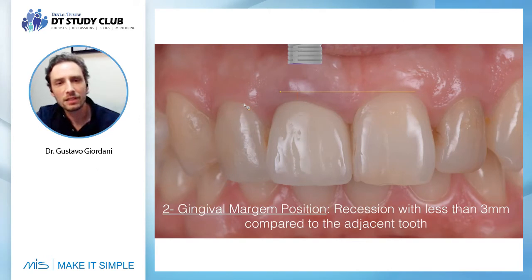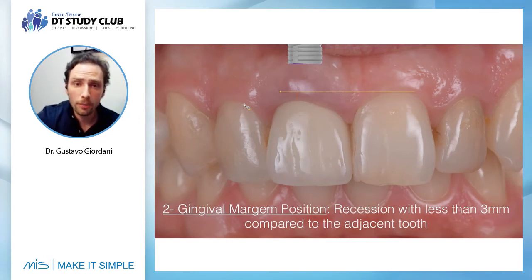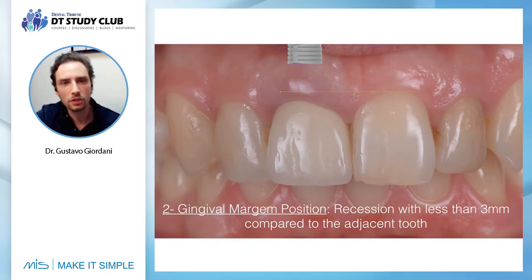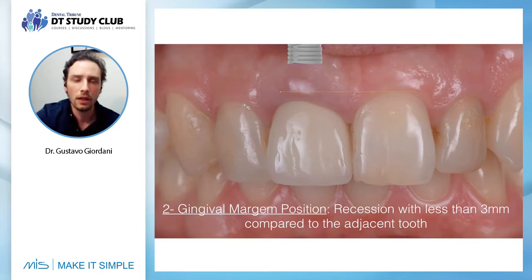Because if I have a recession with more than 3 to 4 millimeters, I will have an aesthetic risk. So if I have a recession of more than 3 to 4 millimeters, I prefer to go for the extraction, socket preservation with bone filling with the biomaterial and a connective tissue graft. So I'm gonna have a better situation after 4 to 6 months, and then I place a delayed implant.